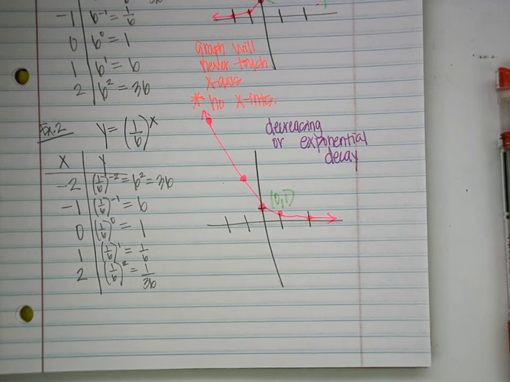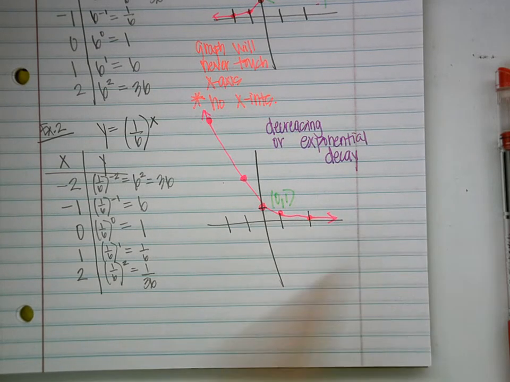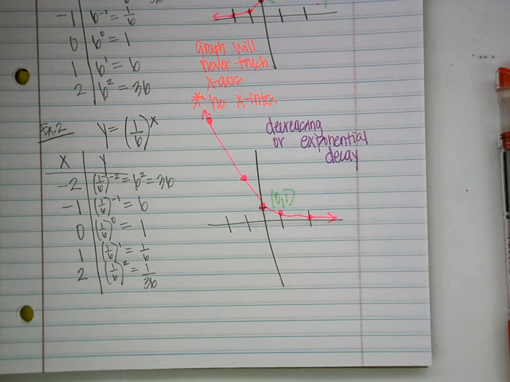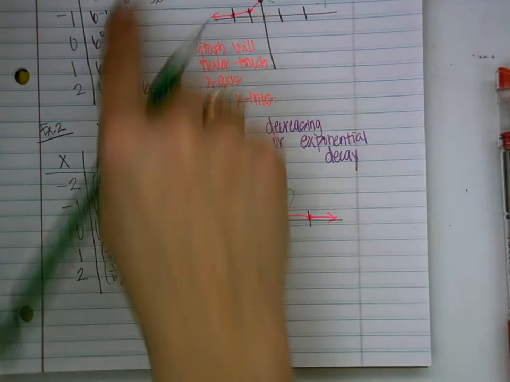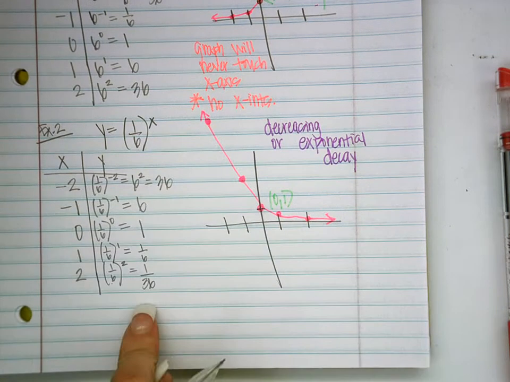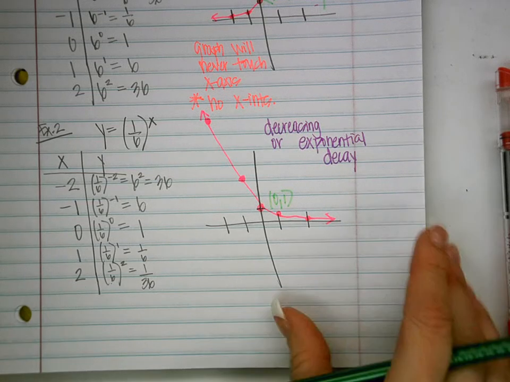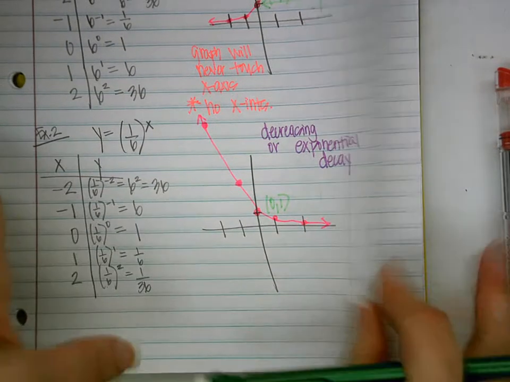Okay, questions so far? Yes. Because it's going down. The values are getting smaller. Whereas this one, the output, the y's are getting larger. This one, they're getting smaller and smaller. Don't think of decreasing as being negative, but think of them as being smaller and smaller. They're never going to get negative, but they will get smaller and smaller. Okay? Number 3.